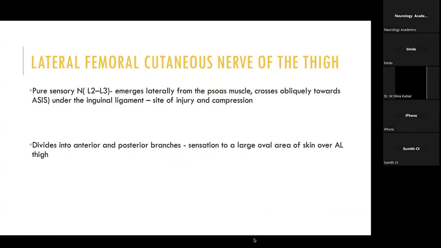Lateral femoral cutaneous nerve of the thigh is formed from the roots of L2, L3, and it is purely sensory. As we know, it emerges laterally from the psoas muscle and obliquely comes under the inguinal ligament, which is a common site for injury and compression. It divides into anterior and posterior branches. It supplies the skin over the anterior lateral thigh.